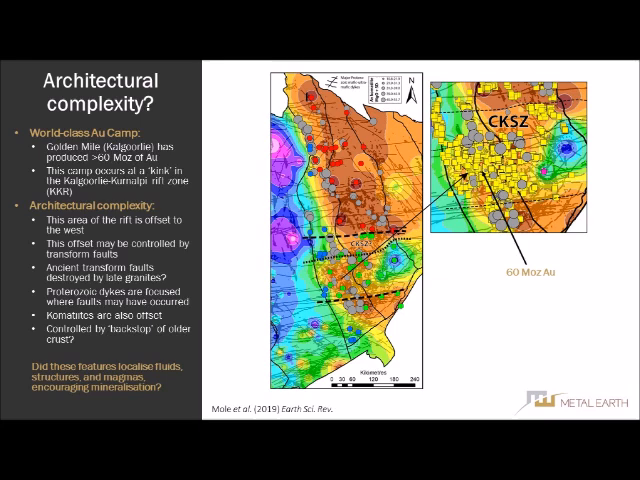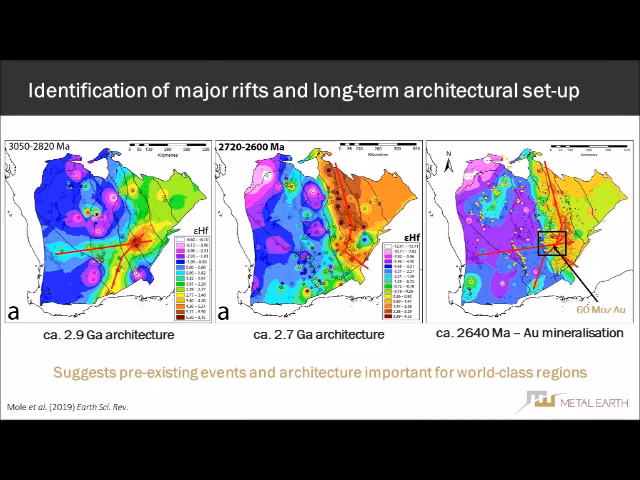So this is just an empirical observation, really, but it does make you think, these are large-scale features that localise fluids, structures and magmas that encourage large-scale mineralising events. So moving on to, can we understand how favourable architecture is built up over time? Can we map that, understand it, and use that from an exploration point of view?